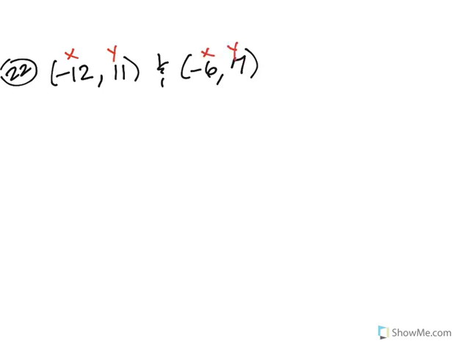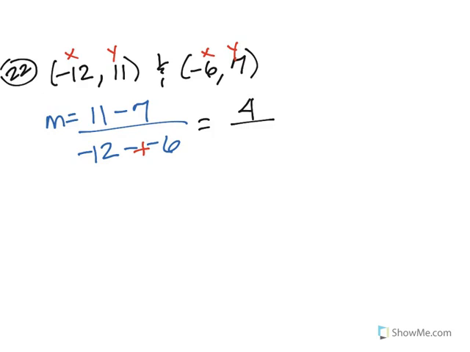Your second problem for slope, you got negative 12, 11, and negative 6, positive 7. So we're going to plug it in. 11 minus 7 on top. And we got our x's, negative 12 minus a negative 6, which is a plus, on the bottom. So 11 minus 7 would give you 4. Negative 12 plus 6 is a negative 6. And that needs to be reduced. Make sure you reduce all fractions. That would be a negative 2/3.